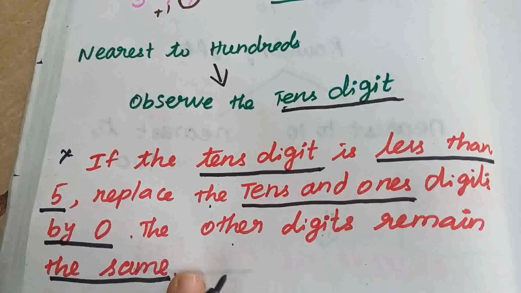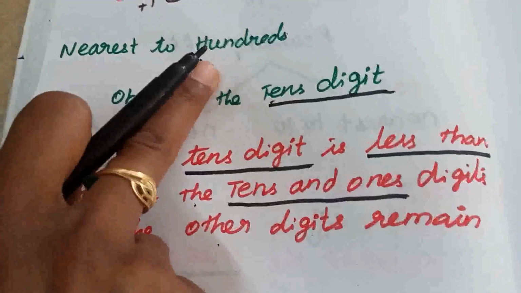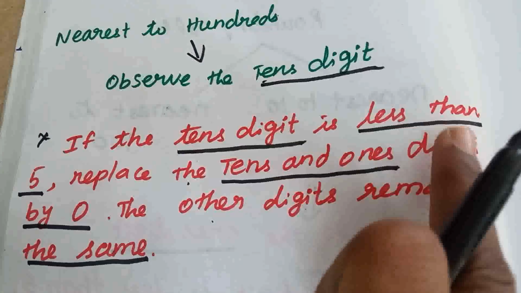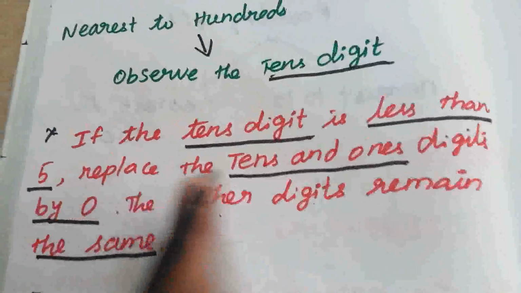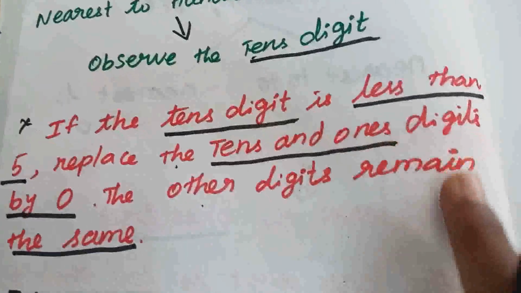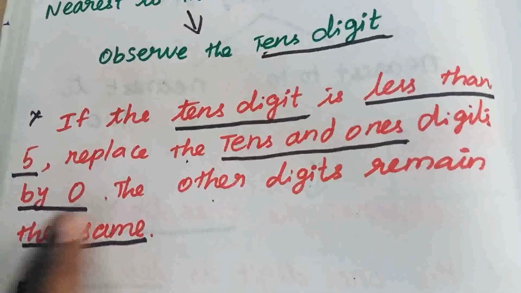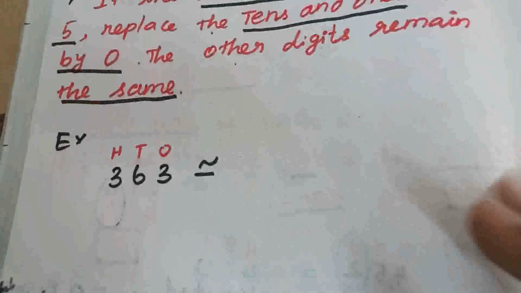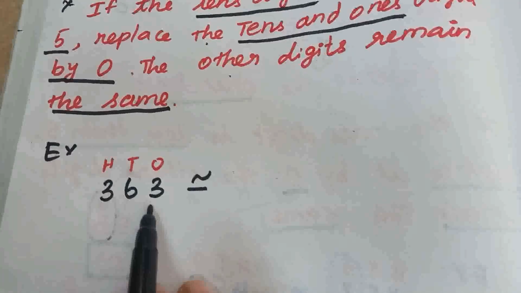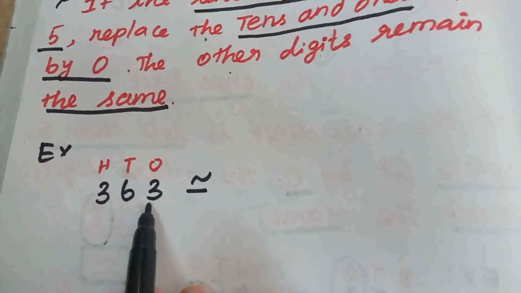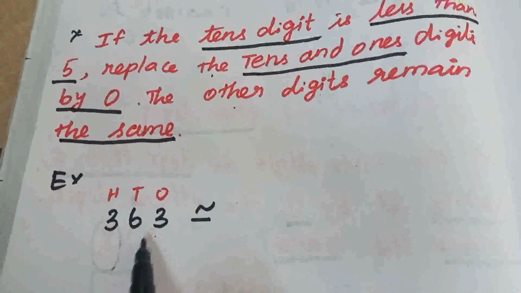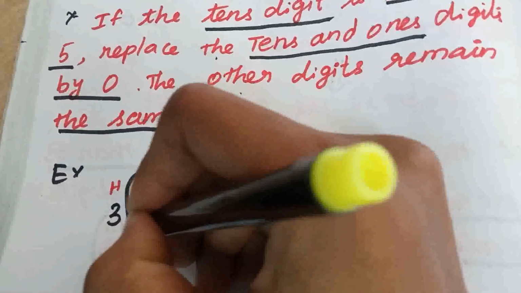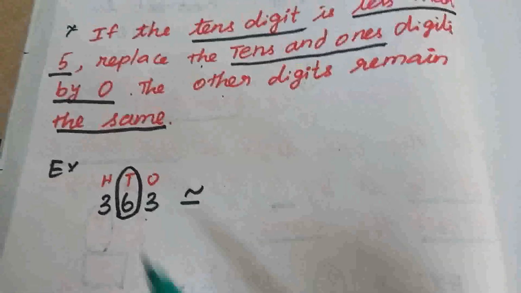Okay, so this is a condition for nearest to 100. You have to observe the tens digit. If the tens place has a number less than 5, you have to replace the tens and ones digits by 0. Other digits write as it is. Okay, listen. One more example. See here I took a 3-digit number. Here you have to observe the tens place. So you circle the tens place. What number is in the tens place?